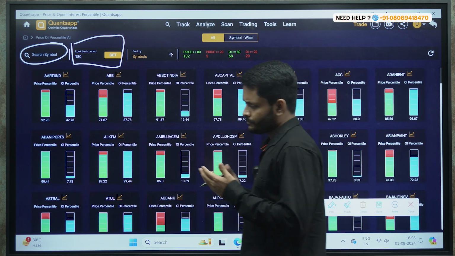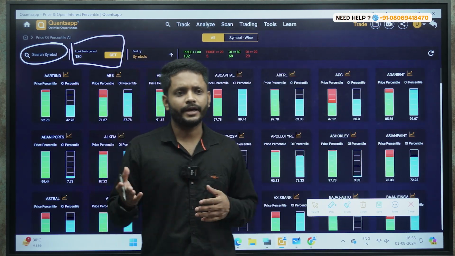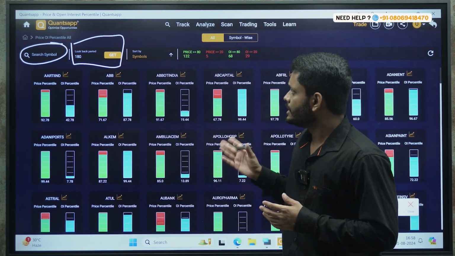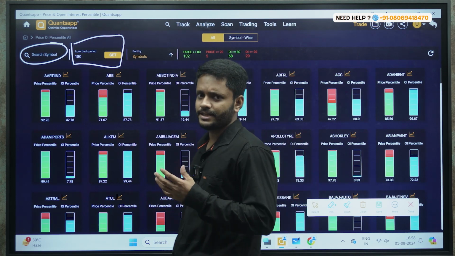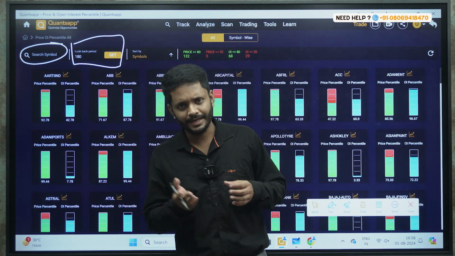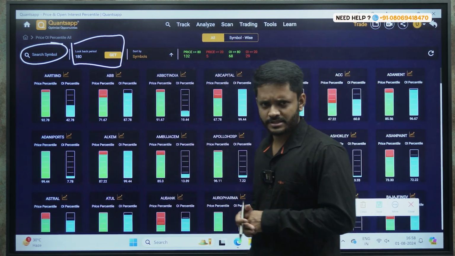Okay, if you reduce the number of days, you can find more number of trades. But if you keep it as 180, then definitely the number of trades that you might find might be less, but those will be quality ones, we can say.